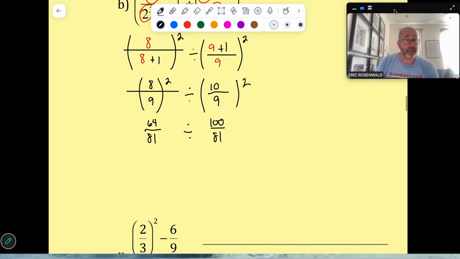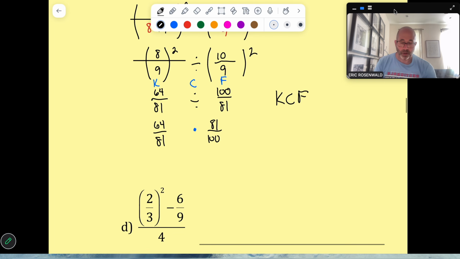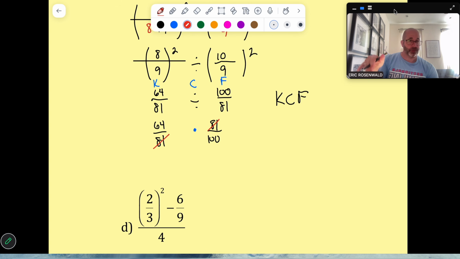So now, again, we have division with fractions. We go ahead and do keep, change, flip, KCF. So we're going to keep the 64 over 81. Okay, that's the keep. We're going to change the division to multiplication. And then we're going to flip the 100 over 81, and we're going to make that 81 over 100. Okay, and then we're just going to simplify from here. The 81s both will cancel each other out. Top to bottom reduces with fractions.